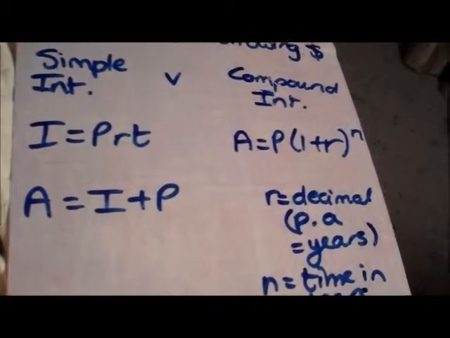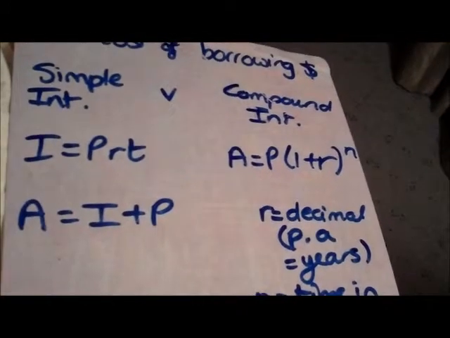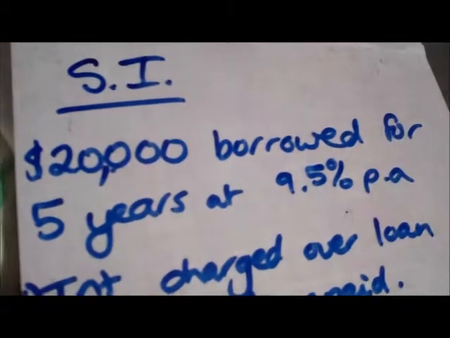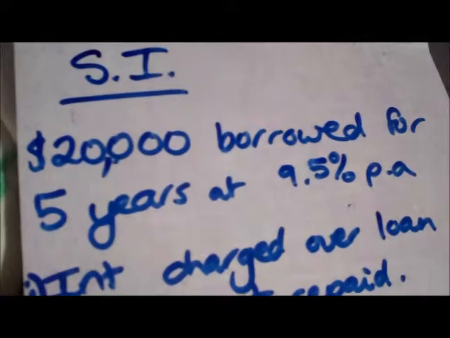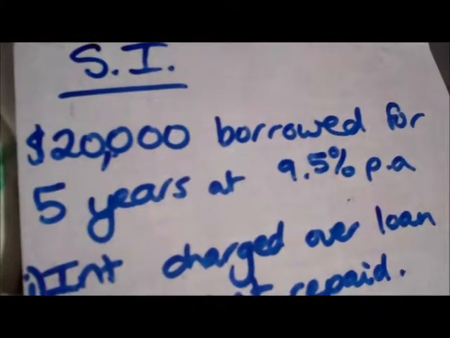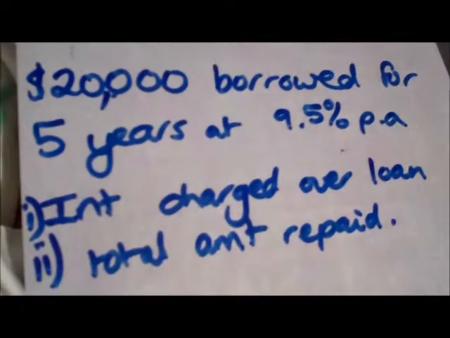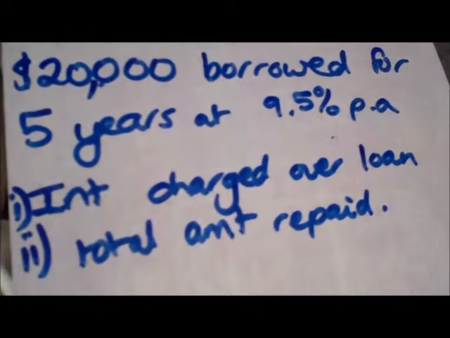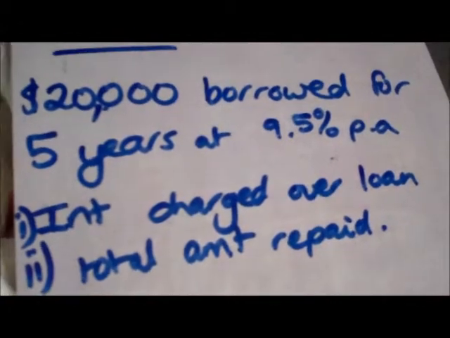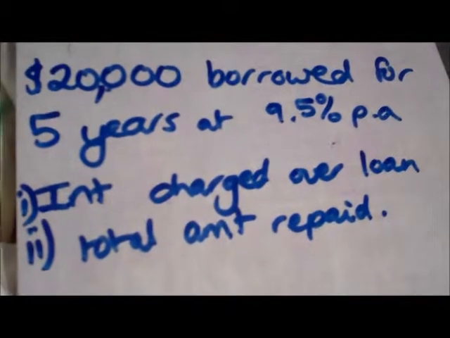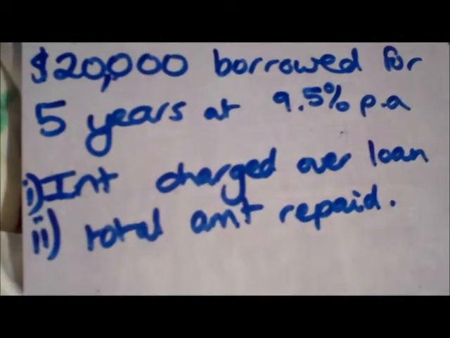Let's have a look at an example. So let's have a look at a simple interest example. I borrow $20,000 for 5 years at 9.5%. What is the interest charged over the period of the loan, and what is the total amount repaid? So I've borrowed $20,000 for 5 years at 9.5%.